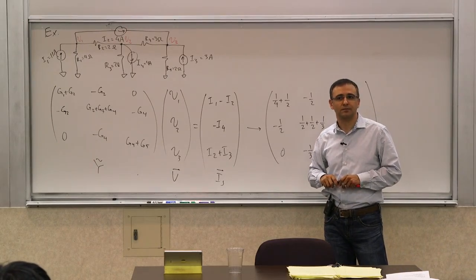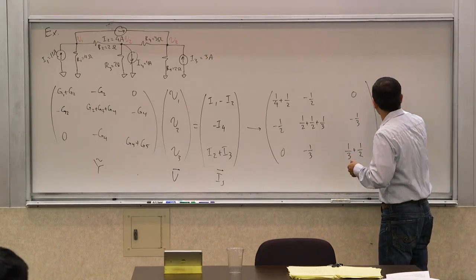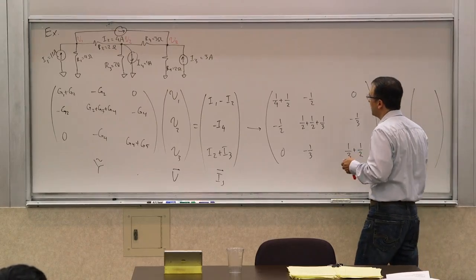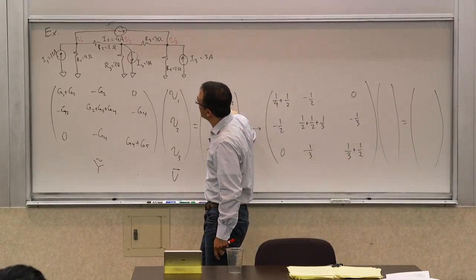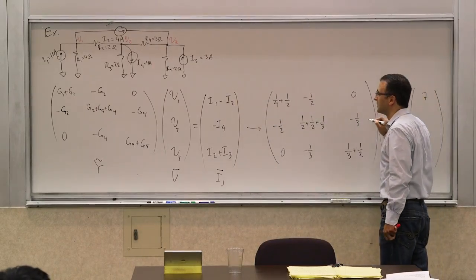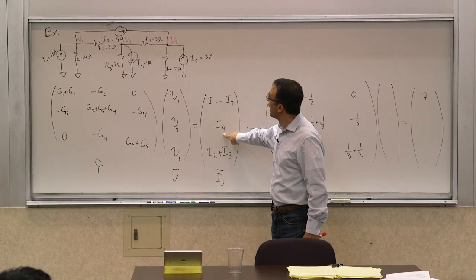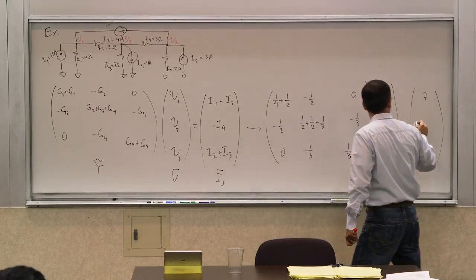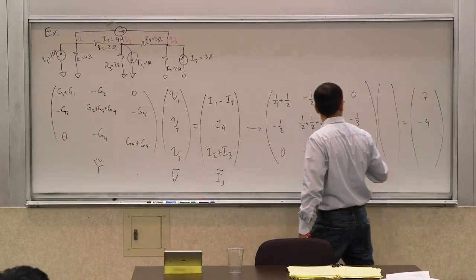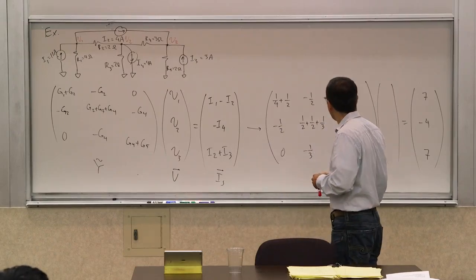Any other questions? All right. So now it's this thing times the V vector, which is now the stimuli vector, which is I1 minus I2, 11 minus 4, which is 7. Now, negative I4, which is negative 4, and I2 plus I3, which is 3 plus 4, is 7. Right. So that's the thing.